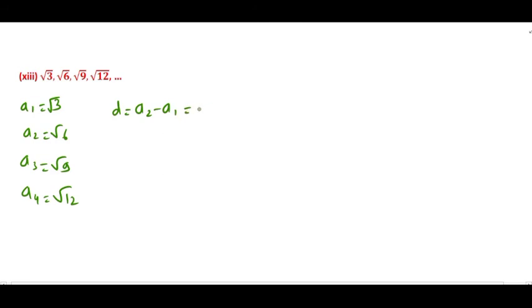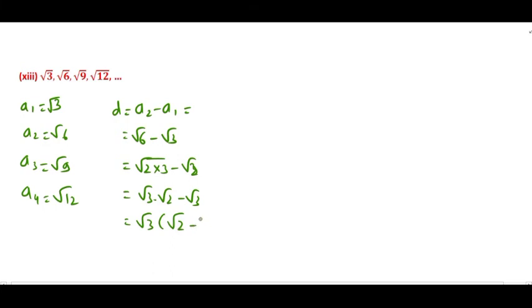See, my dear friends, here a1 is equal to root 3 and a2 is equal to root 6 and a3 is equal to root 9 and a4 is equal to root 12. Let us find the common difference. d is equal to a2 minus a1. What is a2 here? a2 is root 6 and what is a1? Root 3. This can be written as root 2 into root 3 minus root 3. I can take root 3 as common and the remaining is root 2 minus 1.